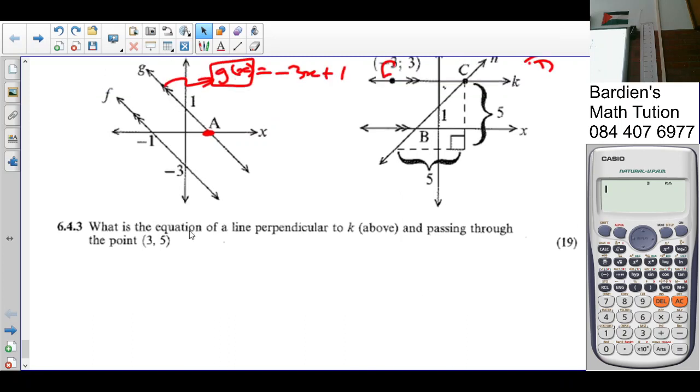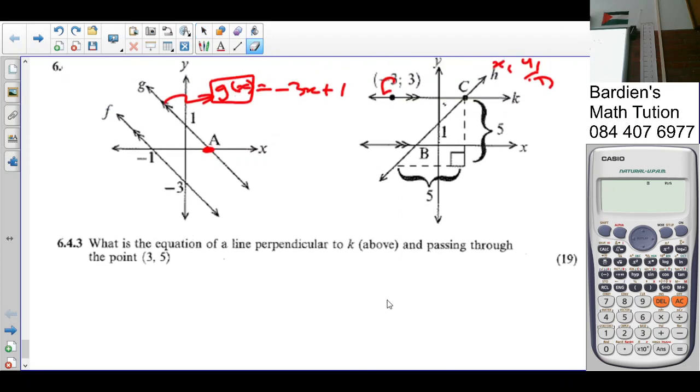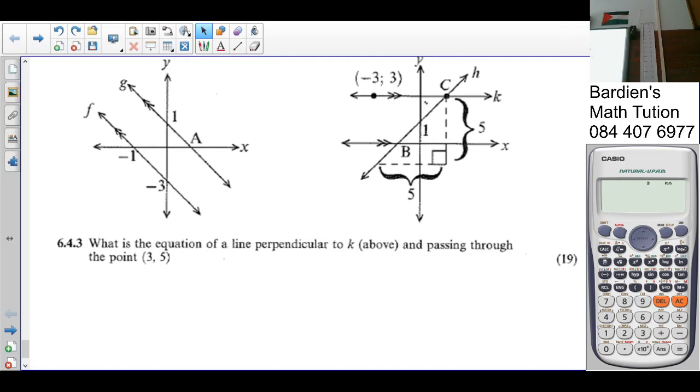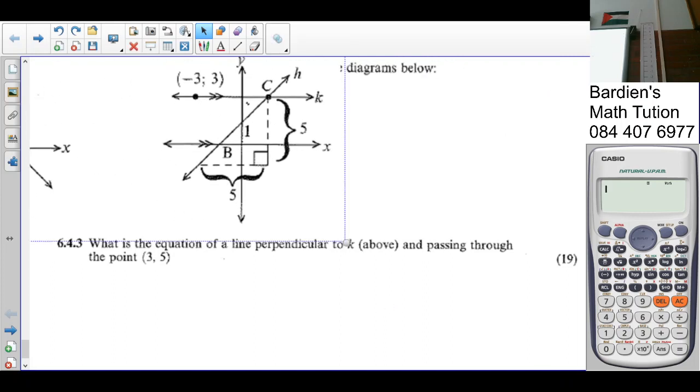Okay, the question says: what is the equation of the line perpendicular to K above, passing through the point (3, 5)? What were the coordinates of C? We worked out C. What was C? (2, 3).